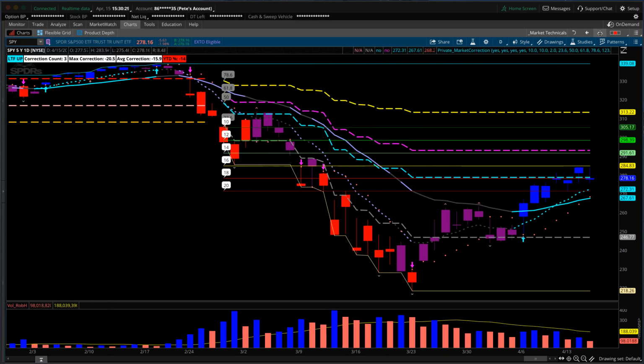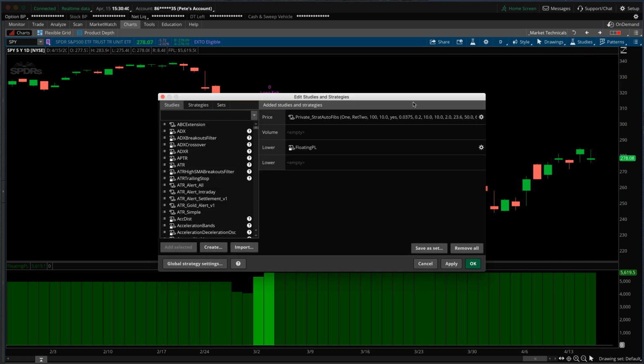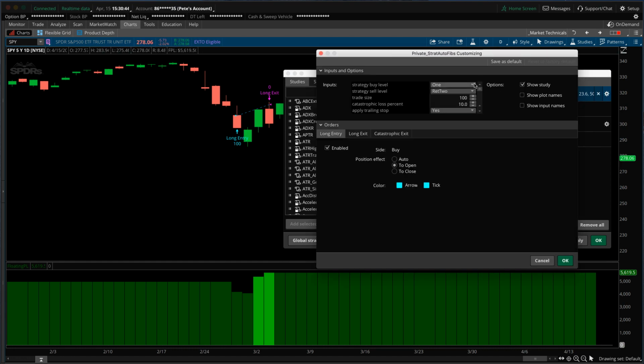And I want to switch over to this other chart. This chart shows the strategy orders, and I've got a very conservative strategy order here. Now, I'll go to Studies, Edit Studies, and we'll look at the settings that I have set up.